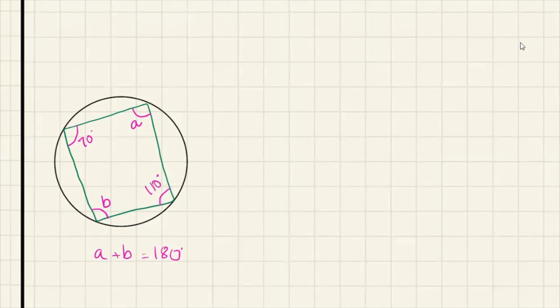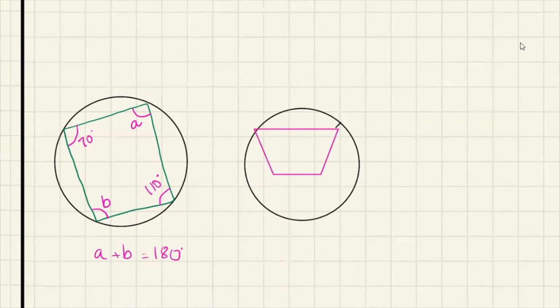The only thing that you have to notice over here is that all the corners, all the vertices, are meeting the circumference. For example, do not be confused if this is your question and your quadrilateral is like this. Then you can see that all the corners are not meeting. These 2 points are not meeting the circumference. Hence, this will not be a cyclic quadrilateral.